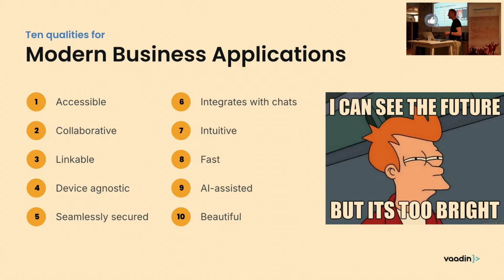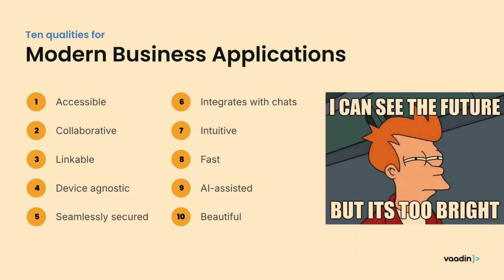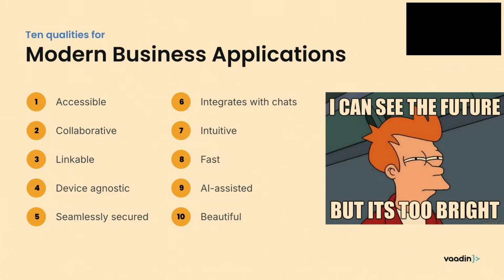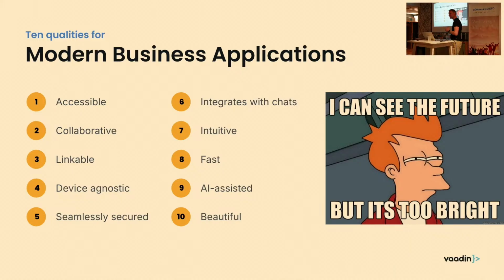Intuitive, fast. These go to the user expectations. AI assisted. Who is doing AI applications? Yeah, I heard there was a few doing. There are two sides of this. So who is using AI when building applications? ChatGPT or Copilot or something? Okay, yeah, quite a few.